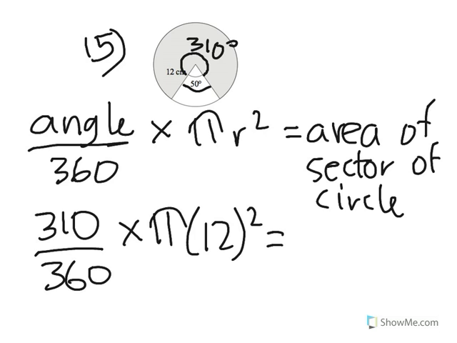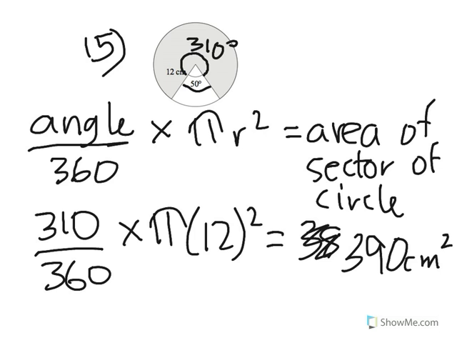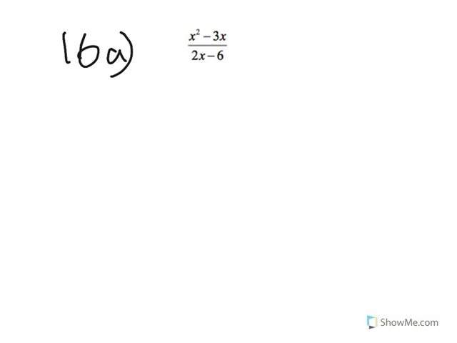So if we just do this, it'll become 389.557, which is just 390. And remember it's area, so centimeter squared. Just use your calculator to solve this. It's simple. Oh yeah, and this is given to 3 significant figures.